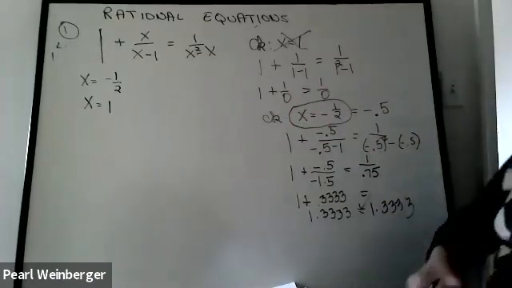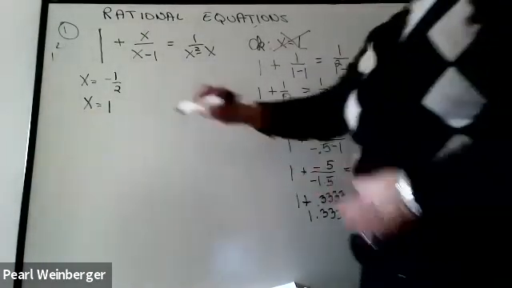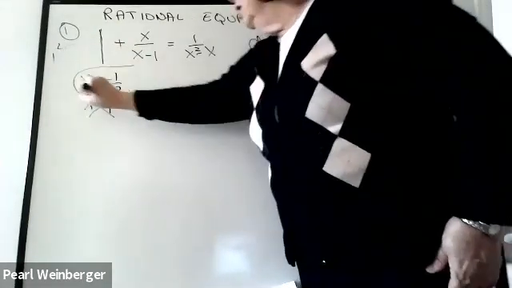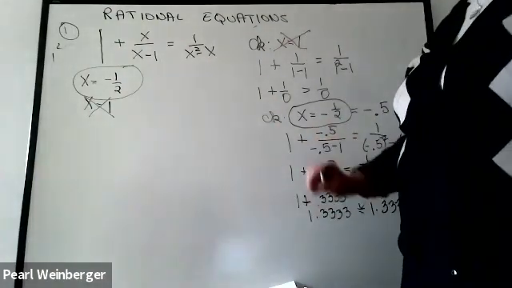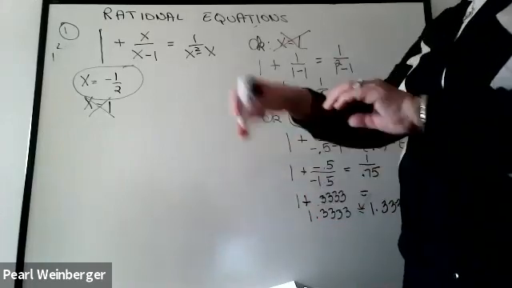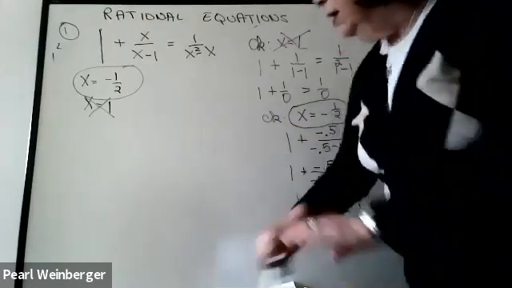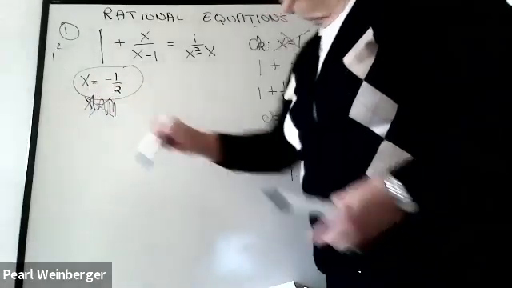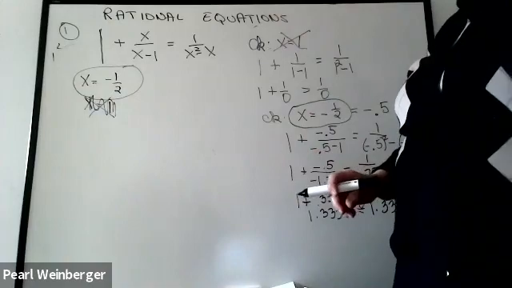And therefore, when I give my solution, I don't give both of these. My solution is just the x equals negative a half. I do not include, even though it came out as an answer, don't say 1 because it's extraneous. It's no good. It has to be thrown out. There is only one answer to this question, and that is negative a half.